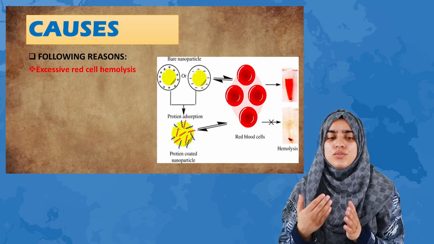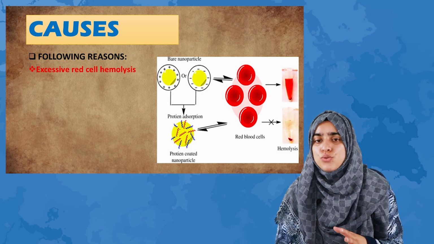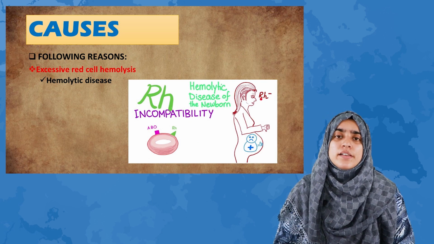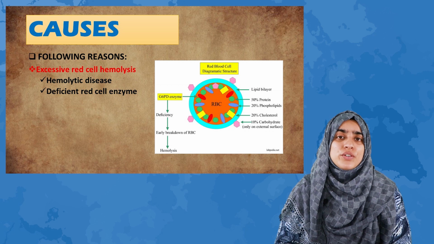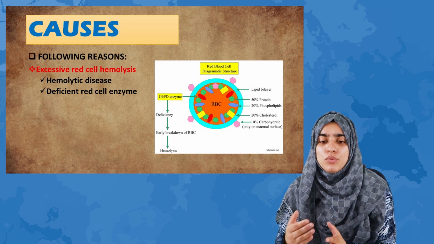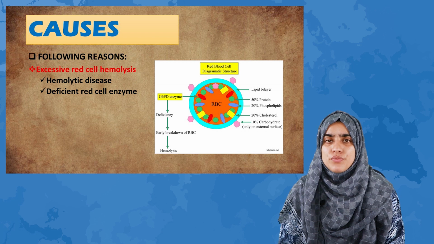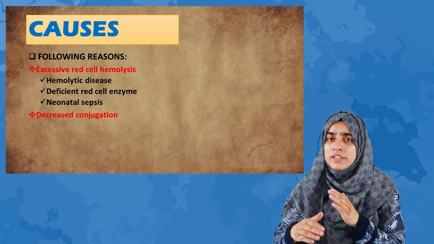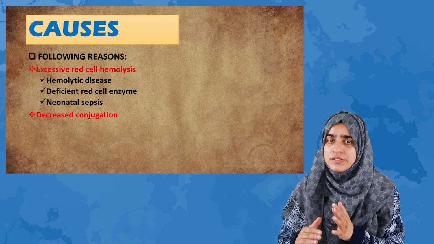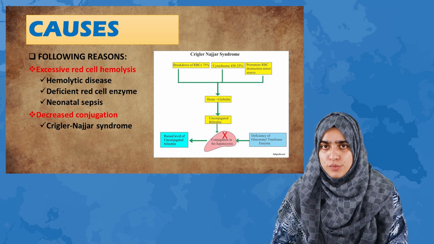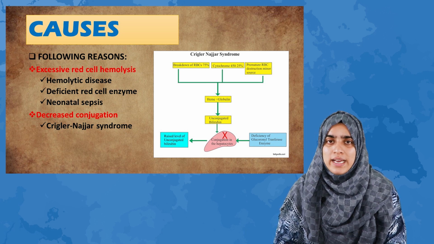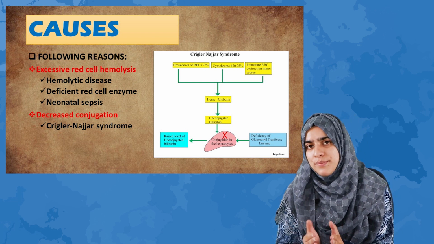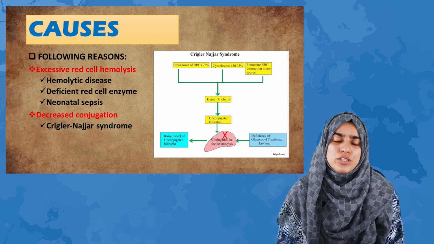If there is excessive red cell hemolysis, that leads to increased bilirubin production; if there are hemolytic diseases of the newborn; when there is deficiency of red cell enzymes causing hemolytic anemia, such as G6PD deficiency; and in the presence of neonatal sepsis, it may lead to this condition. If conjugation is decreased or clearance is decreased, Crigler-Najjar syndrome is one of the syndromes seen in newborns, that is a congenital deficiency of the hepatic glucuronyl transferase enzyme, and it may lead to pathological conditions.